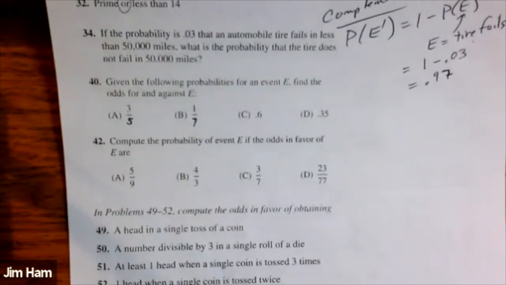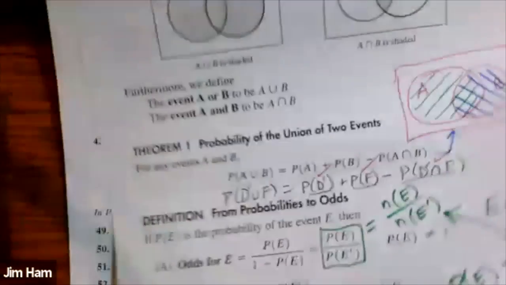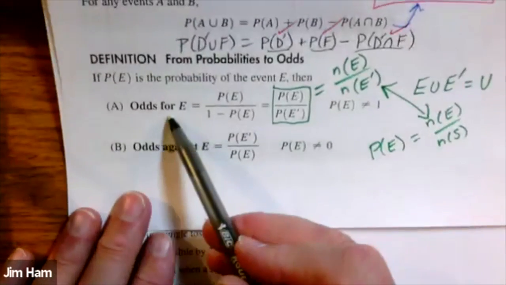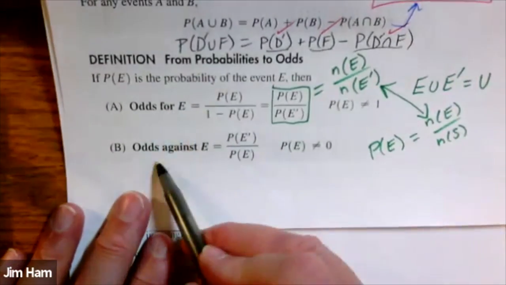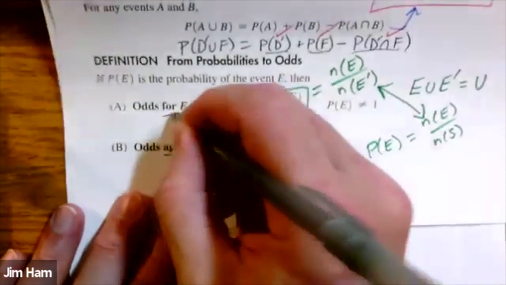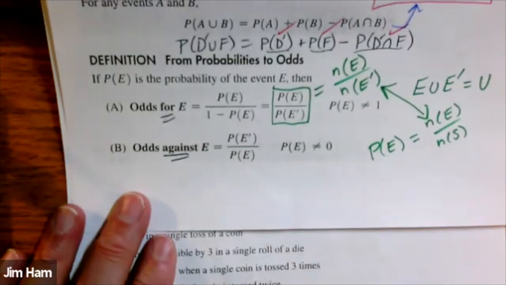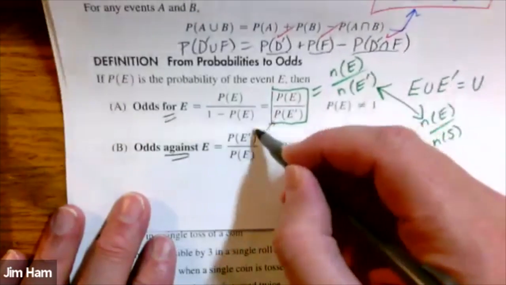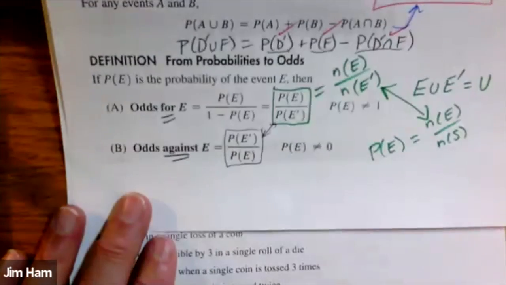Let's get into some odds problems. What I'm going to be using primarily is this worksheet that I showed you here. You can do the odds for or the odds against, so pay attention to what they're asking for. The only difference is that you just switch the numerator and denominator.